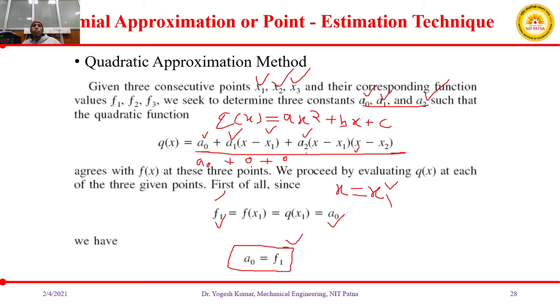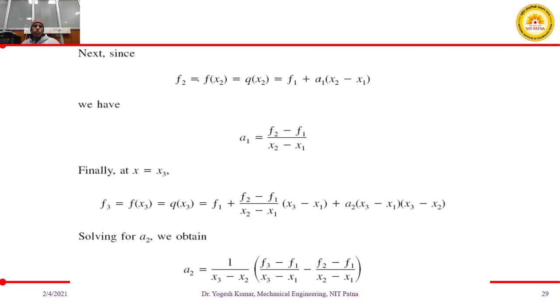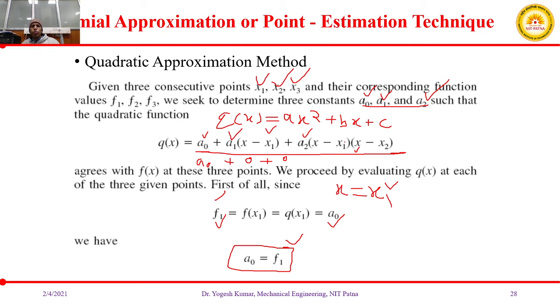So we have chosen the values of a0, a1 and a2 in such a way that a0 comes equal to f1. Similarly, for the next value, that is x equal to x2, here what you will see is a0 if you write it for x equal to x2.